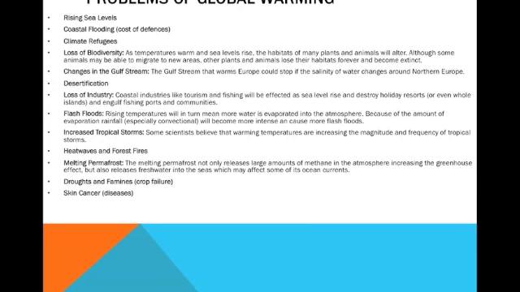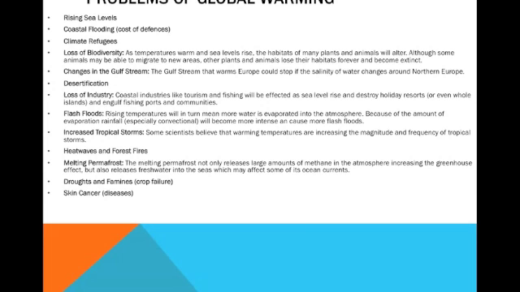Firstly, rising sea levels. Since everything is getting hotter, the ice caps in the Arctic are melting, so the sea levels rise. Also, this results in coastal flooding, and so it's very expensive to make defenses against this, like barriers. Also, climate refugees, if the place is becoming too hot or too cold and you can't live there normally.